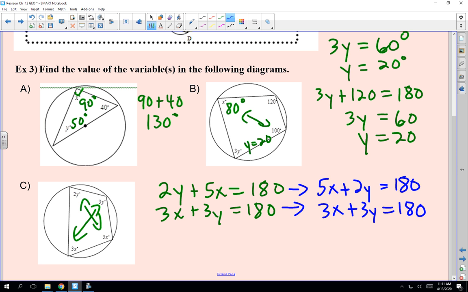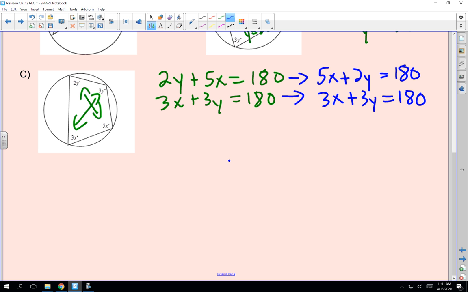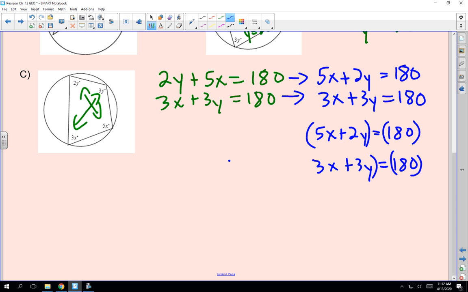But yeah, 3 does not go into 5 evenly. It's not a common factor there, and nor does 2 go into 3 evenly. So we're going to have to multiply both equations by something. One of them will have to be negative. So I'm going to take the following approach here. I'm going to take the first equation, the 5x plus 2y equals 180. I'm going to multiply each side. I think what I'll do is eliminate, we'll just eliminate x. It'll be fine. You could eliminate x or y, but I'm going to multiply that through by something, and then I'm going to multiply the 3x plus 3y equals 180 through by something.